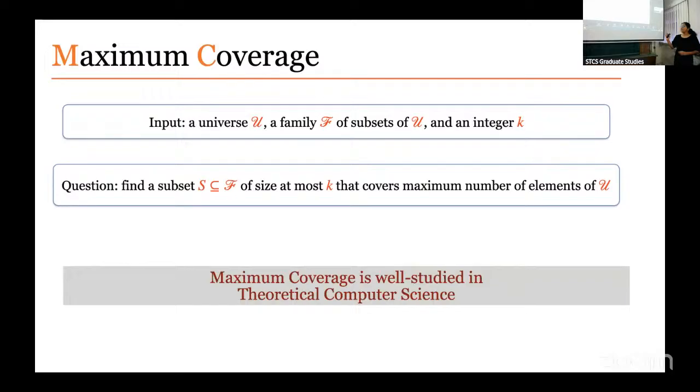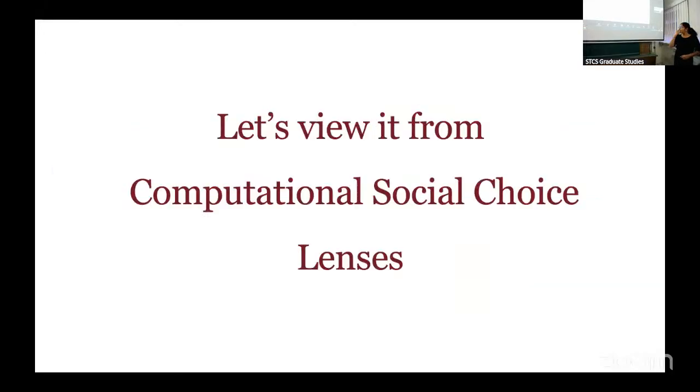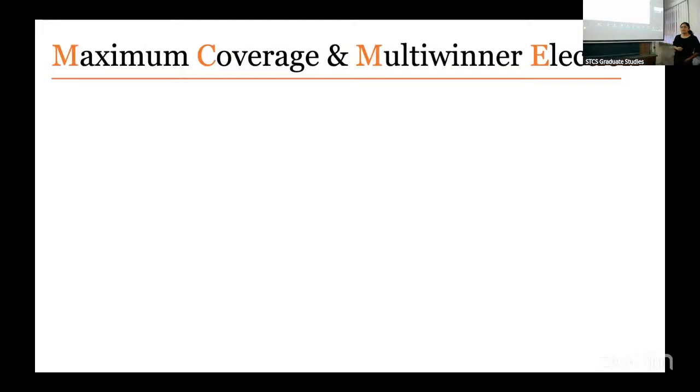So this is well studied in theoretical computer science. Now let's view it from computational social choice lenses. This is the same as saying you want to find the k sets whose union is the largest. Exactly. So by coverage, that's a good point, we mean that you look at the union of the sets that you pick. The number of elements in the union is your coverage.